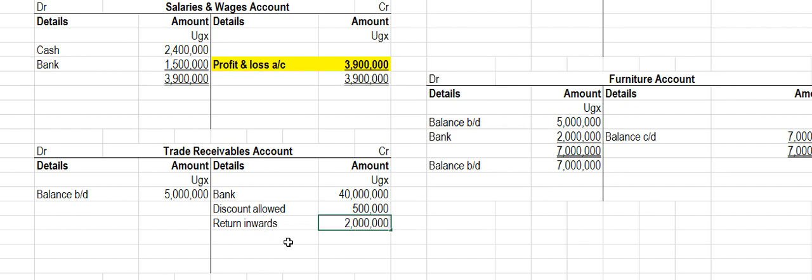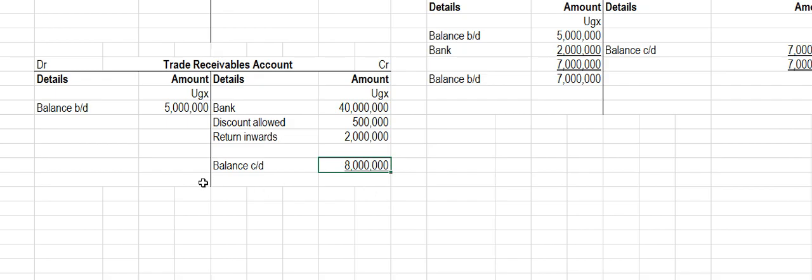And then at the end of the year, we see there is a balance carried down for these trade debtors or the receivables, and that is 8 millions. So now when I use all the available information about the trade receivables, I balance up that account. Of course, on the debit you have 5 million. Then on the credit you have the 40 M. They are paying 40 millions. You offer them a discount of 500. Some return goods worth 2 million. And then the balance carried down at the end of the year is 8 million.